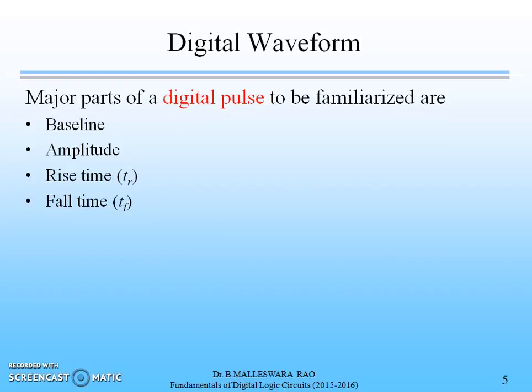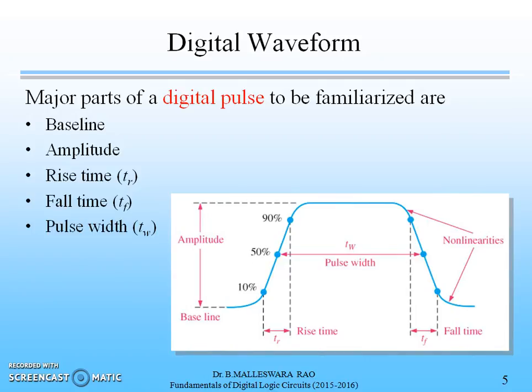Major parts of a digital pulse to be familiarized with are baseline, amplitude, rise time, fall time, and pulse width. Baseline is the lowest level of the signal, and amplitude is the difference between the baseline and the peak of the signal.